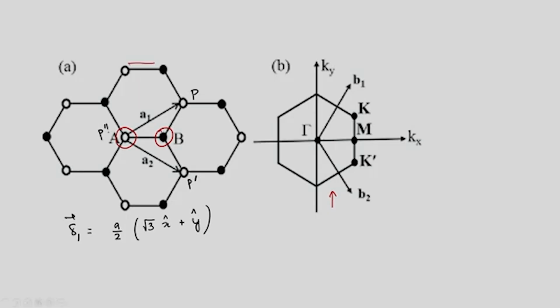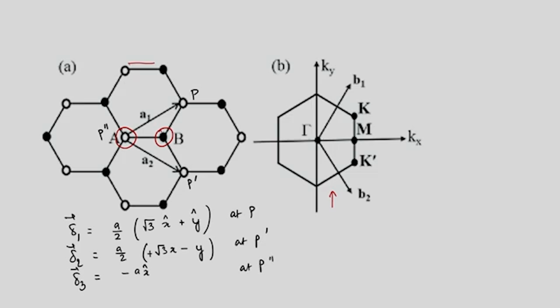So, delta 1 connects the B atom to the P point, and similarly one can write down delta 2, which is a by 2 times (minus root 3 x cap plus y cap). One can put actually a plus root 3 x and a minus y, because it is below that. And then the last one is delta 3, which is equal to minus a x cap, that is at the point. So, at P prime and at P double prime.